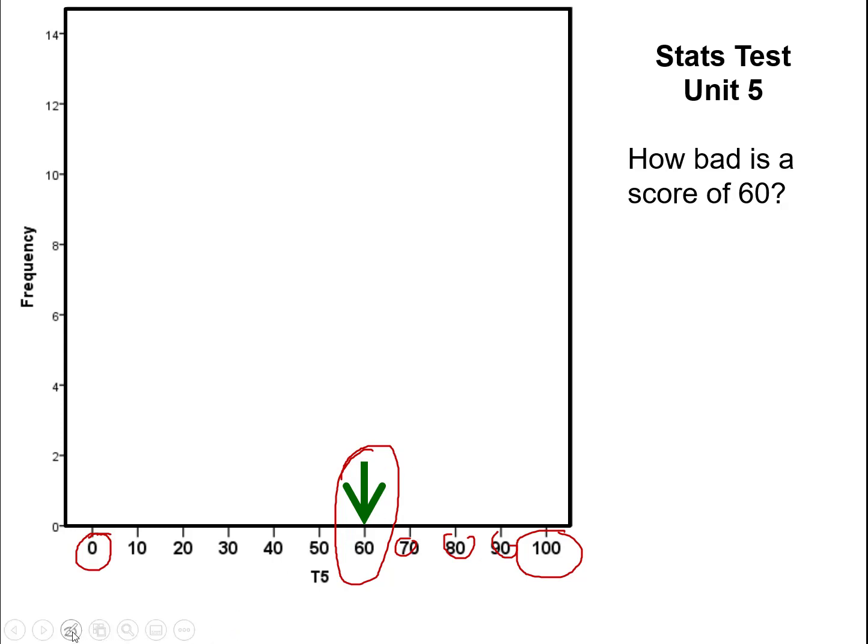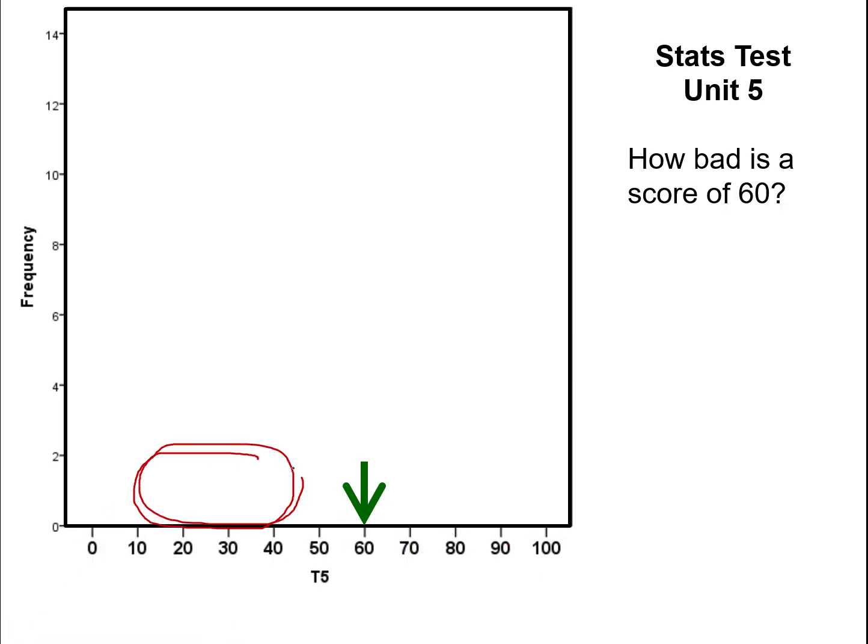But that doesn't tell us if it's a high score or a low score. Because if it turned out that everyone else in the class scored way down in the 20s and 30s and 40s, well, then a 60 would actually be a pretty high score relative to everyone else. Even if I give it a D, it still would be higher than everyone else if that person was higher than everyone else.